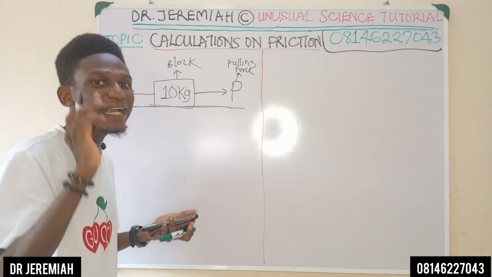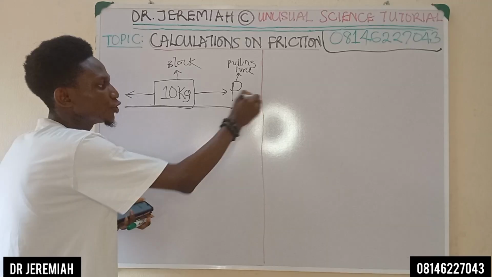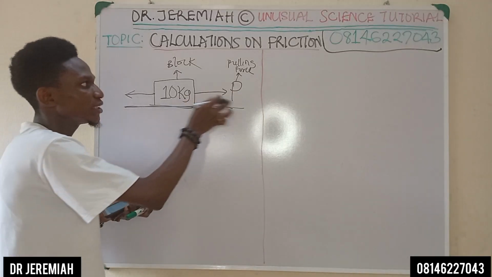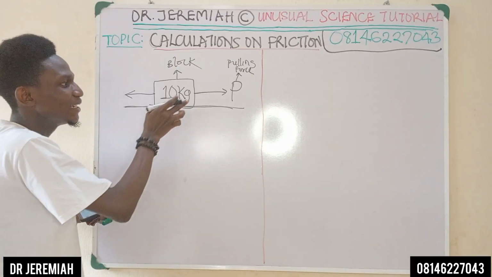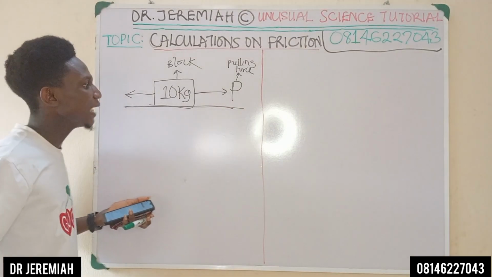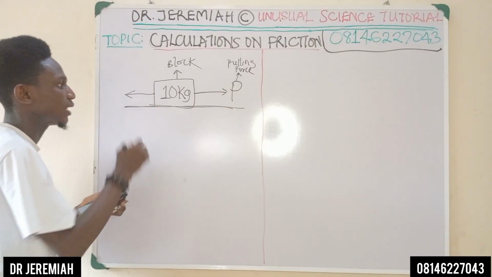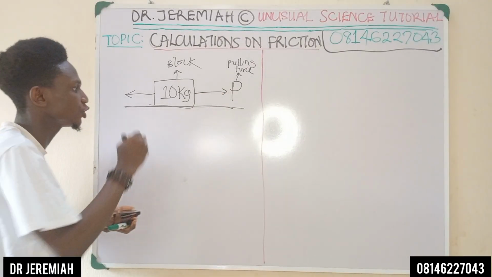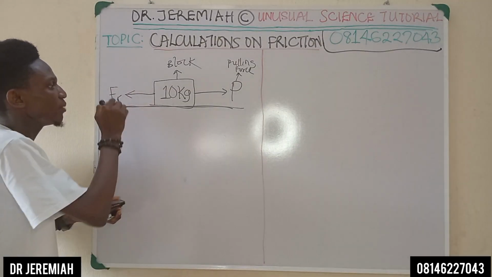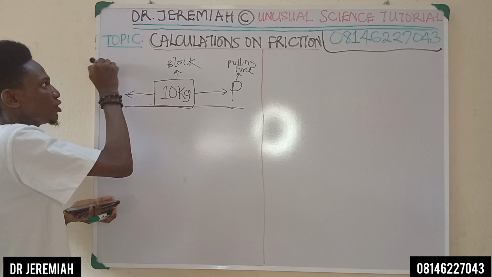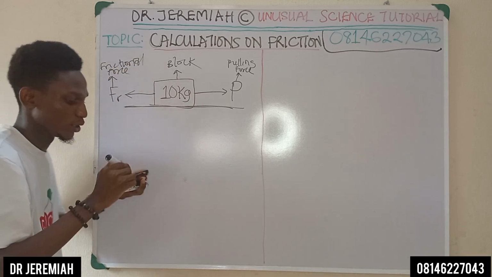I told you that friction opposes motion. So if I pull this 10 kg block in this direction, it surely means that the block is moving here. Now, if it is moving in this direction, where will your force be? You already know from my definition that your frictional force will be in this direction. So I'm going to label frictional force as FR. So this is frictional force. I hope you are following.